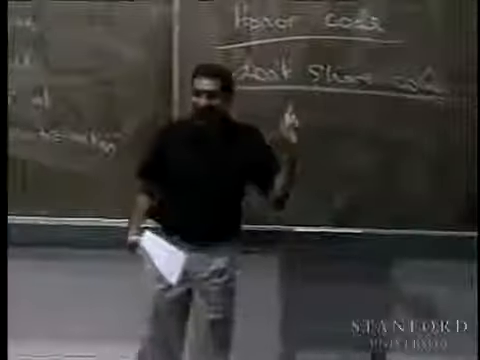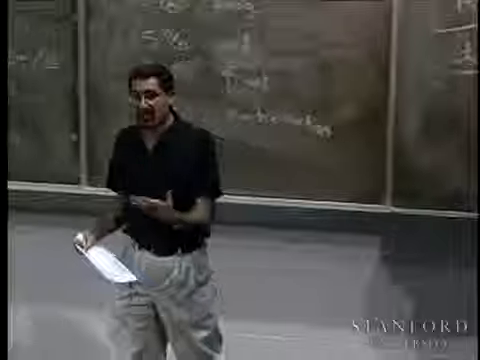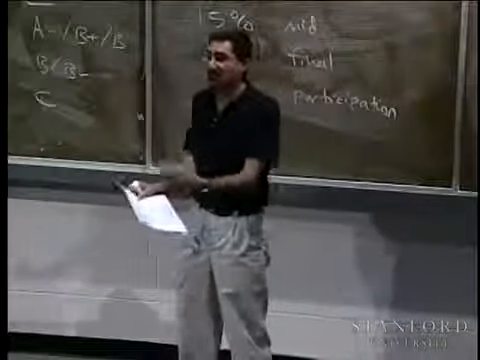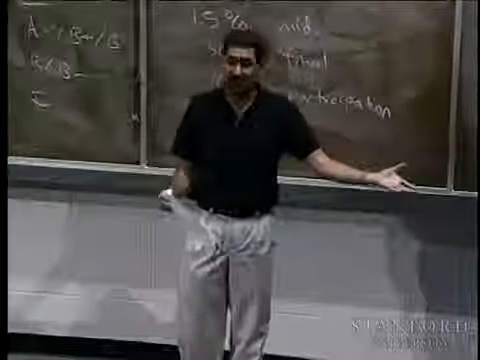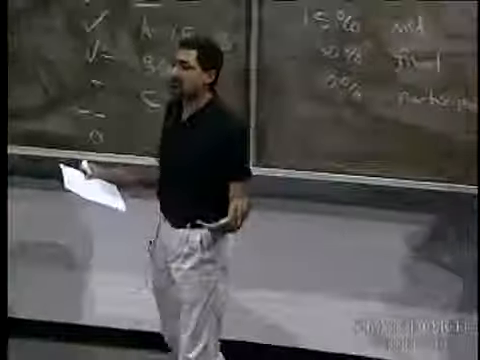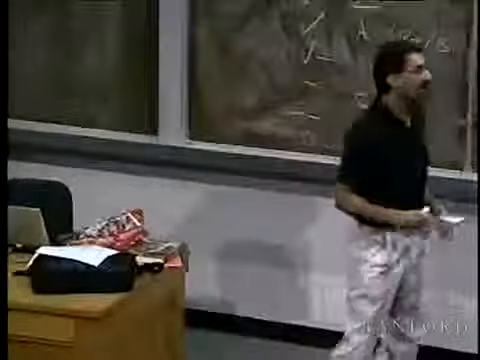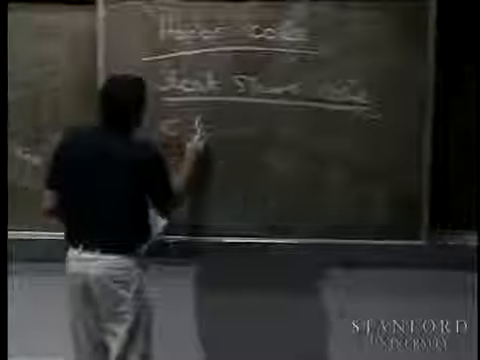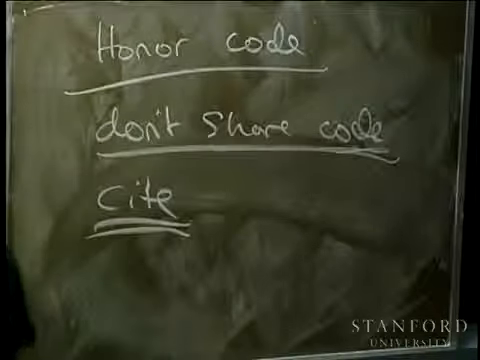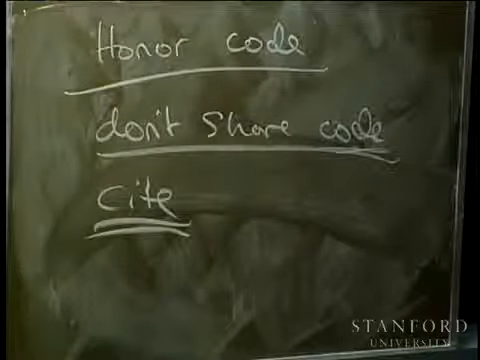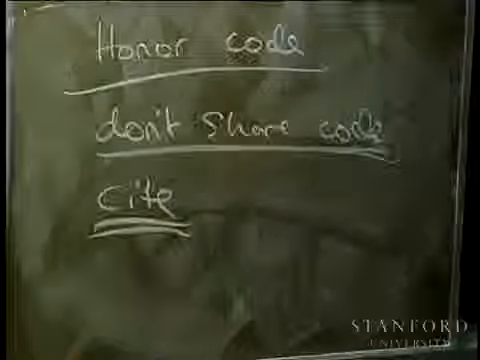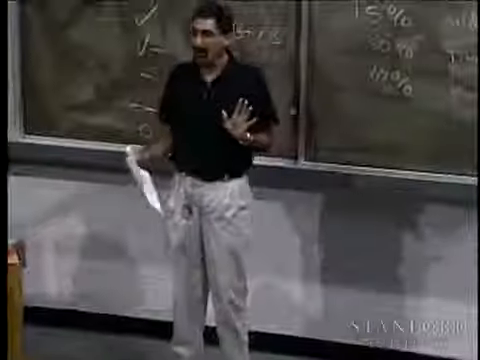So don't share code. The other thing is, if you talk to other people, like if you have a study group to talk about solution approaches, or you go, let's say, talk to the TA or your section leader about how you should approach a problem, and they give you a lot of hints as to how to do it, cite collaboration. So citing collaboration gets you out of trouble. Any collaboration that you cite, you cannot be held responsible for under the honor code.